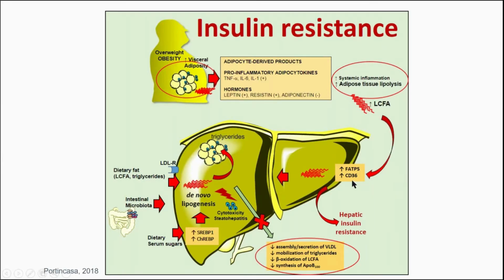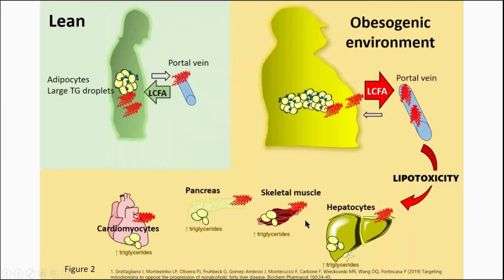They will be taken up, insulin resistance will develop, and originally, in the first place, triglycerides will be incorporated as a kind of defense mechanism. However, also dietary fats, intestinal microbiota, and sugars might activate other pathways, leading to de novo lipogenesis, further accumulation of triglycerides, ceramides, and cytotoxicity in steatohepatitis. Also working together with decreased export of VLDL, as mentioned before.